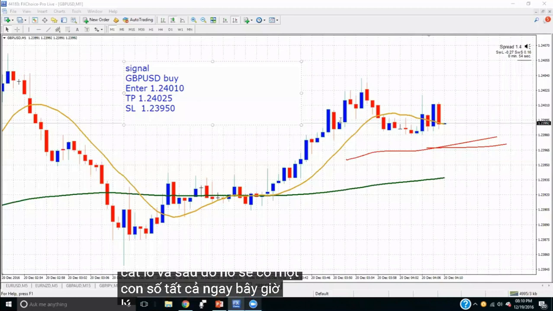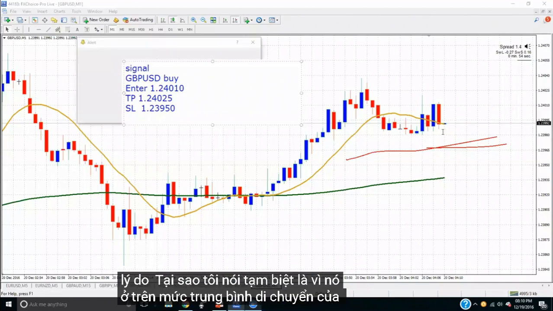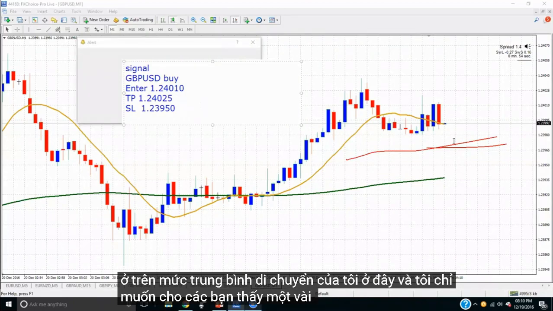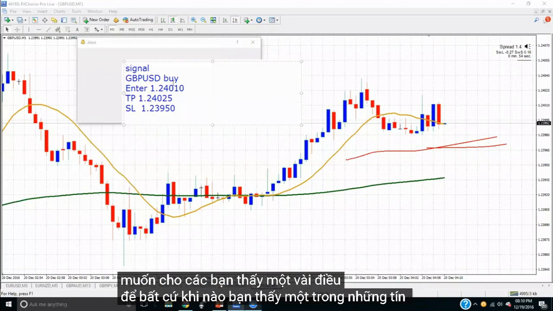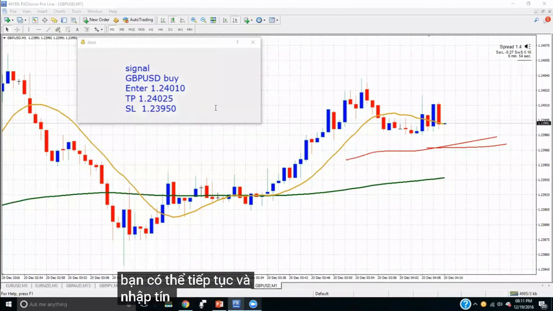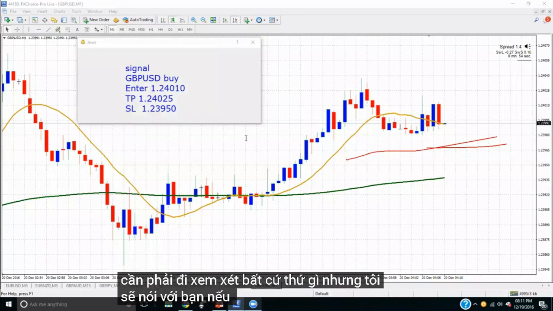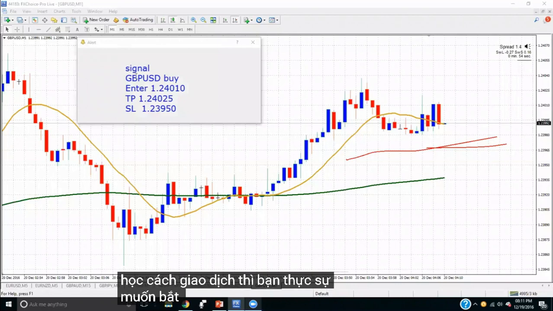All right, now the reason why I said buy is because it is above my moving average here. And I just want to show you guys a couple of things. So whenever you see one of these signals, you can just go right ahead and enter the signal. You don't have to go look at anything, but I'm going to tell you, if you really want to learn how to trade, then you really want to start doing your own analysis.